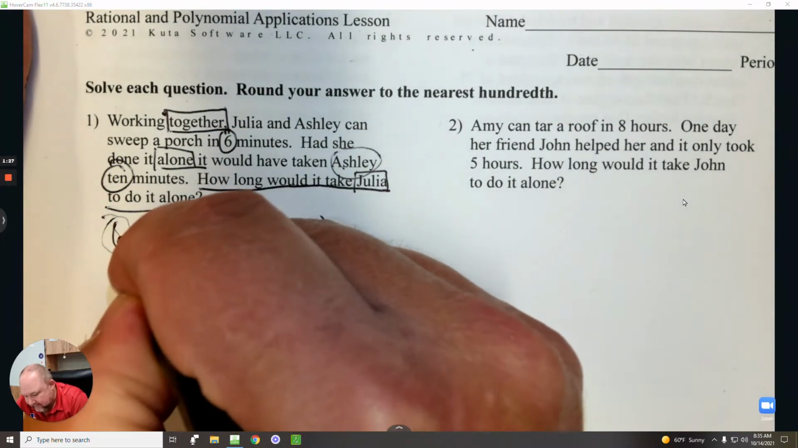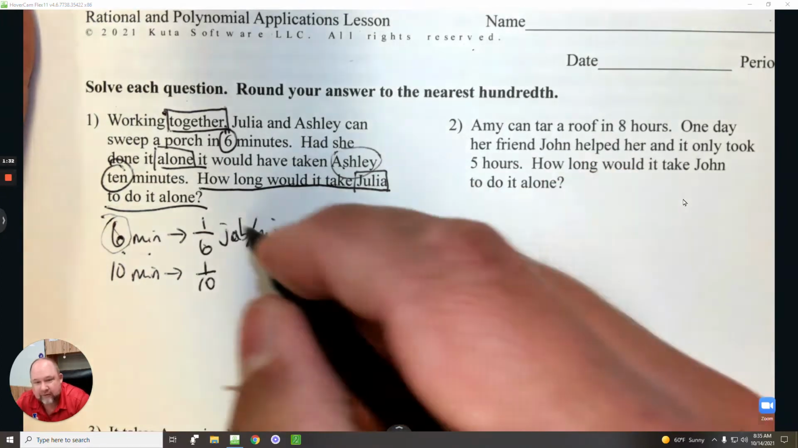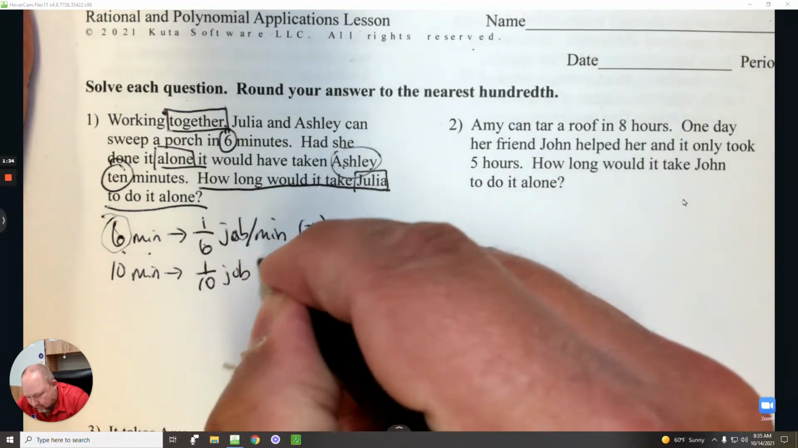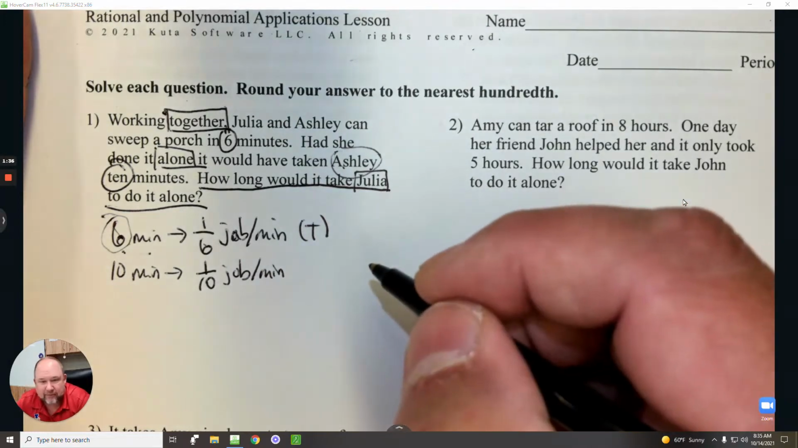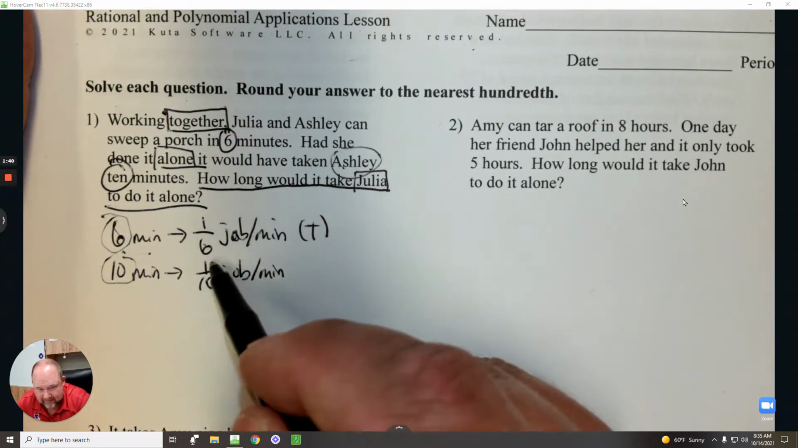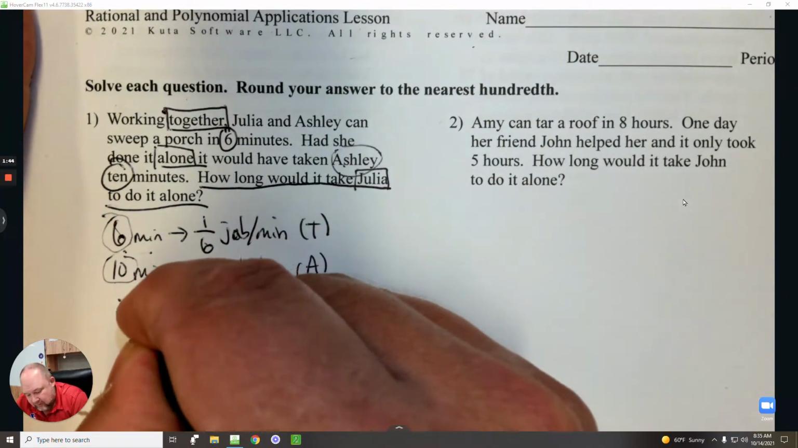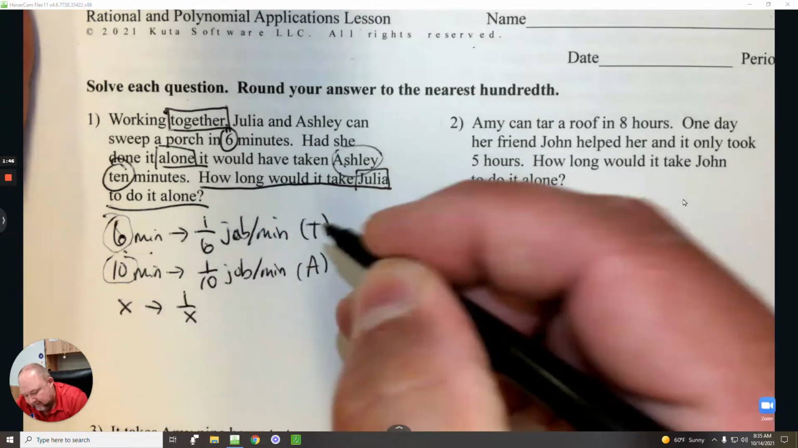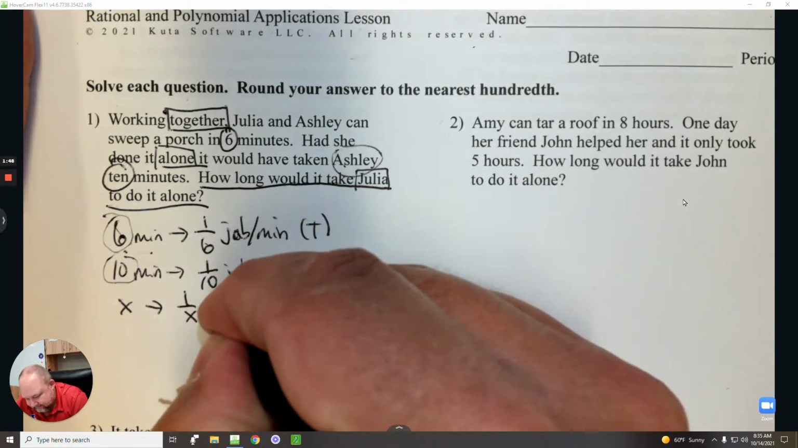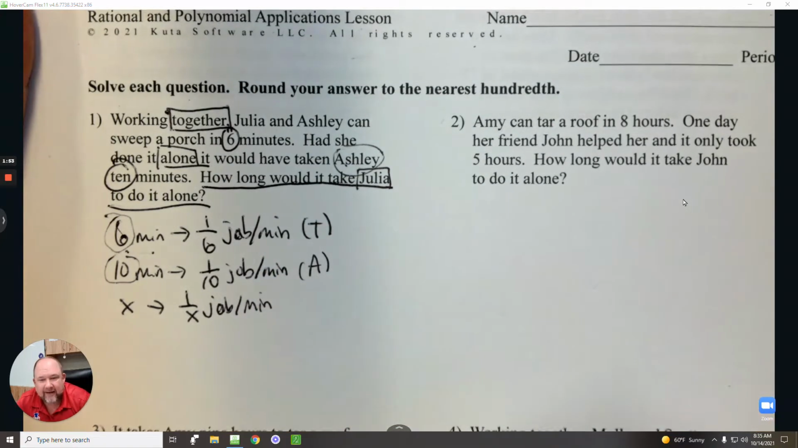10 minutes, that's Ashley. So what fraction of the job, what's the rate? So 1/10 of the job is being done per minute until the entire job. Again, if we do the reciprocal, we can get that number. And then the question is, Julia, well, I don't know. So again, the reciprocal is going to give me the rate. And that's what I'm looking for.